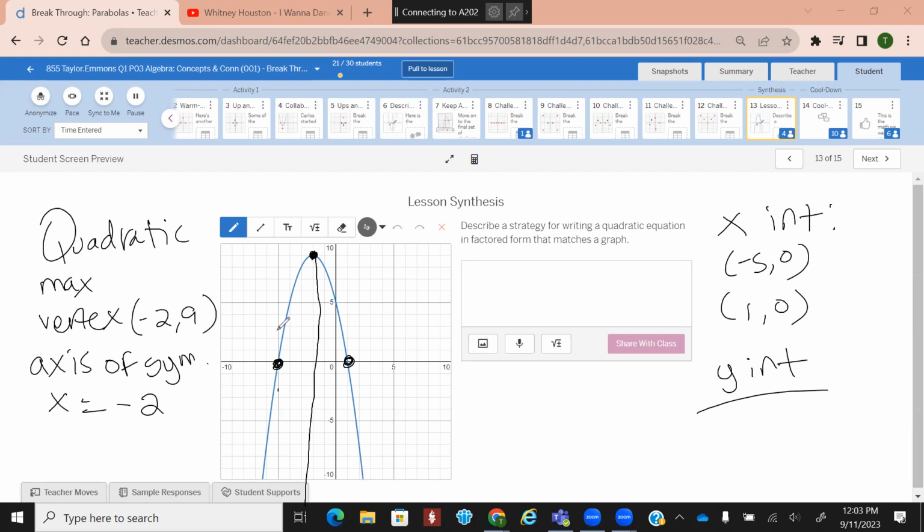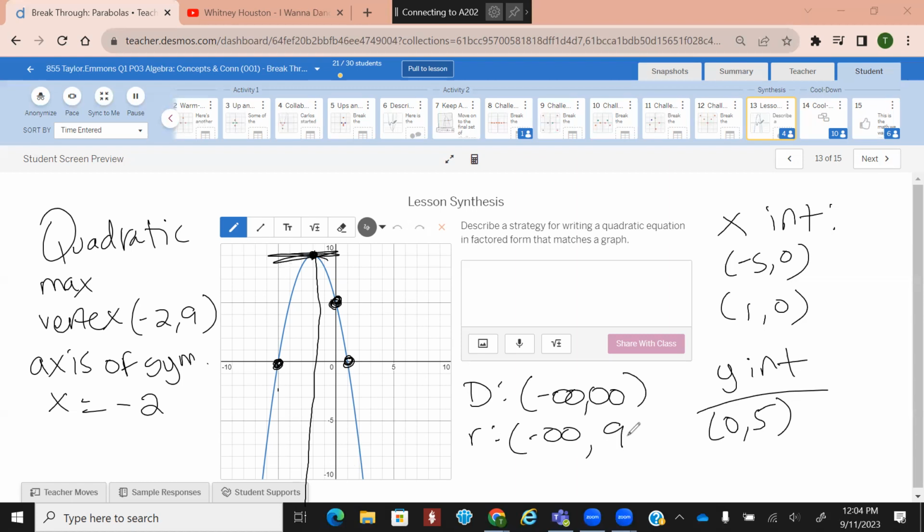The next question is, what is the y-intercept? So what is the y-intercept? (0, 5). Are there any questions so far? The next question that you're going to have is domain and range. Domain is going to be -infinity to +infinity. Your range is going to vary depending on the problem that you have. So down here at the bottom, how low does it go? Well, it goes down to -infinity. How high does it go? Well, it stops at 9. Any questions on that?